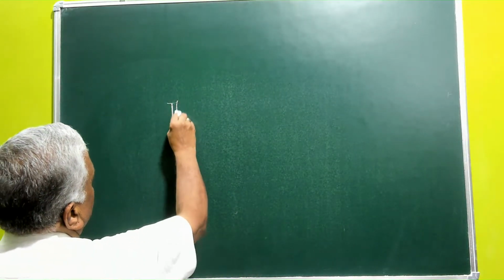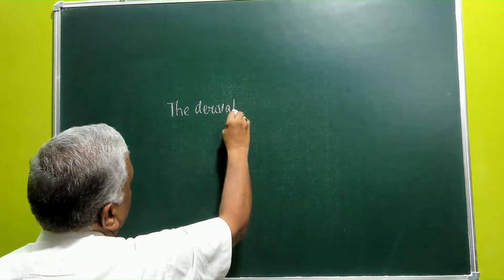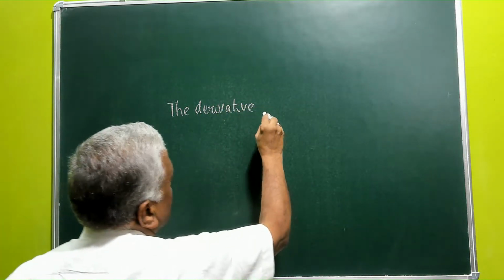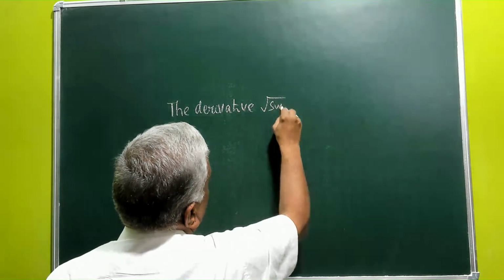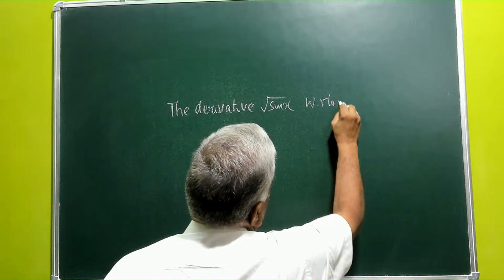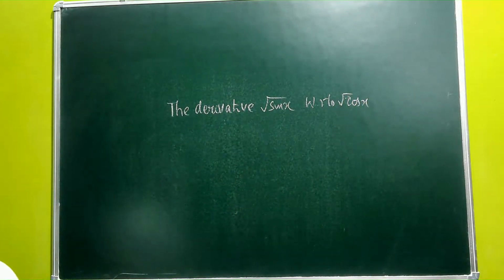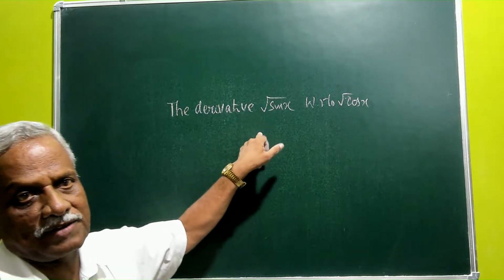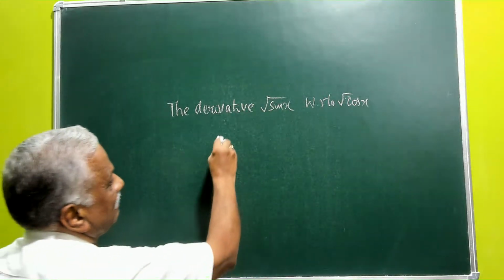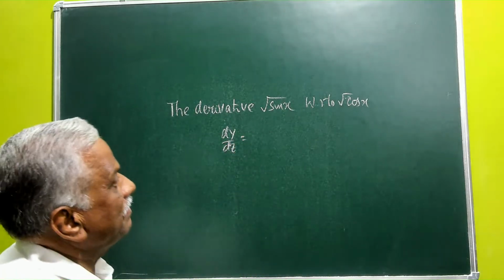Let us take the next problem. The derivative of root sin x with respect to root cos x. Again, a parametric function. You can call this as y, call that as z. You have to find dy by dz. What is dy by dz?